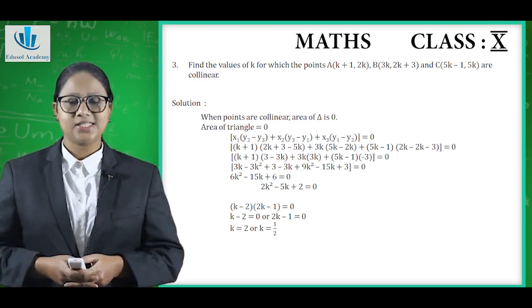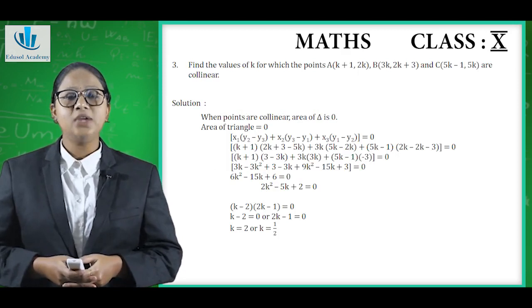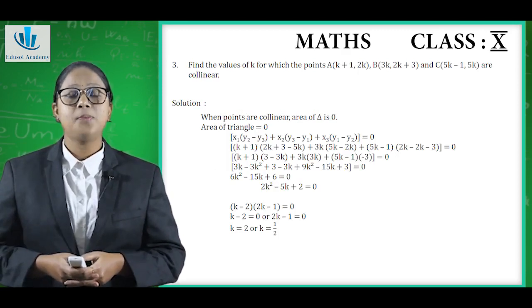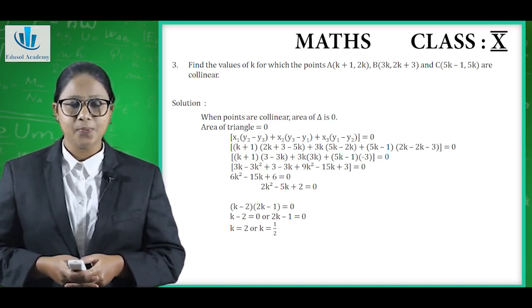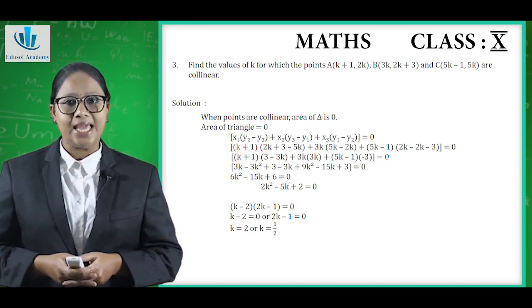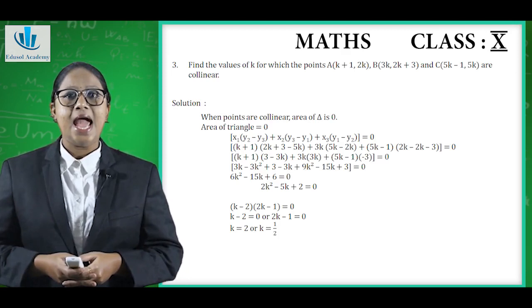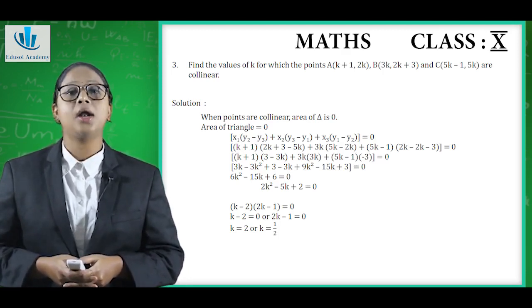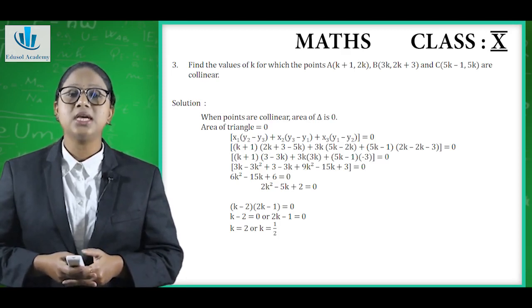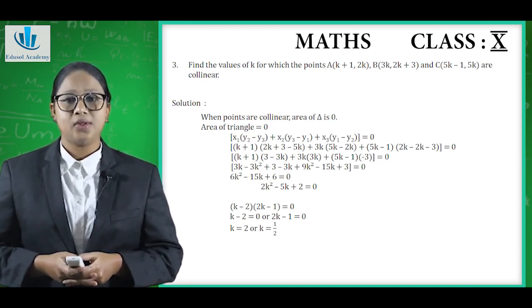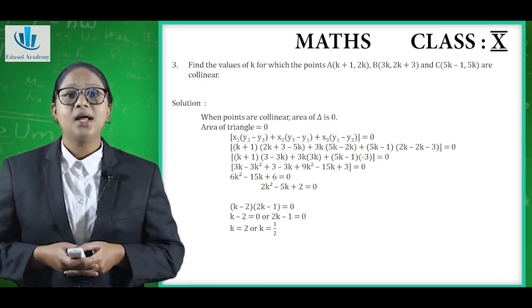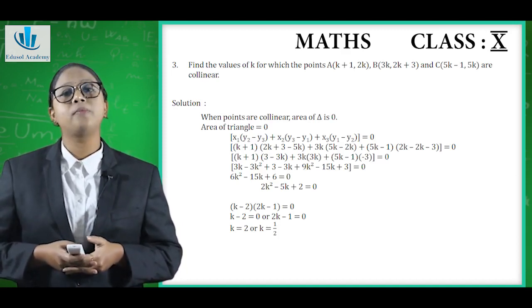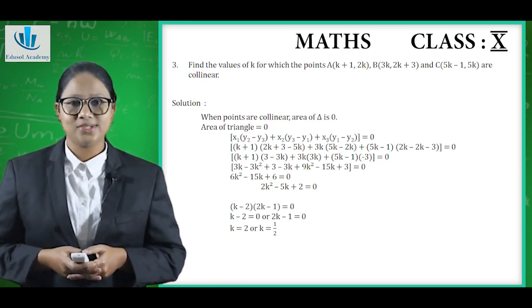Here comes the next question. Find the values of k for which the points A(k+1, 2k), B(3k, 2k+3) and C(5k-1, 5k) are collinear. Recollect the concept for collinearity. When 3 points are collinear, the area of the triangle formed by those 3 points is equal to 0.